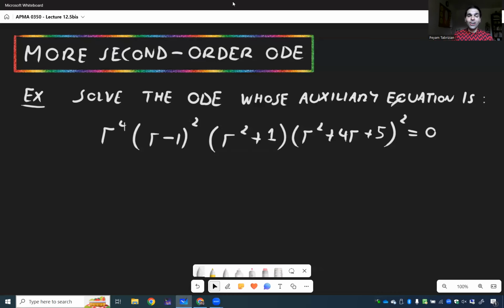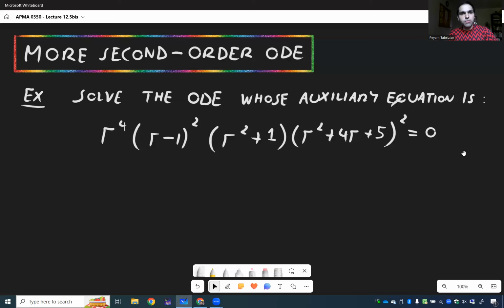Since this was so much fun, let's solve more problems involving second-order ODEs. And in particular, let's solve the ODE whose auxiliary equation is the following monster: r to the fourth times (r minus 1) squared times (r squared plus 1) times (r squared plus 4r plus 5) squared equals 0. Now, of course, it's not a second-order ODE here, but we can still solve it using our techniques.